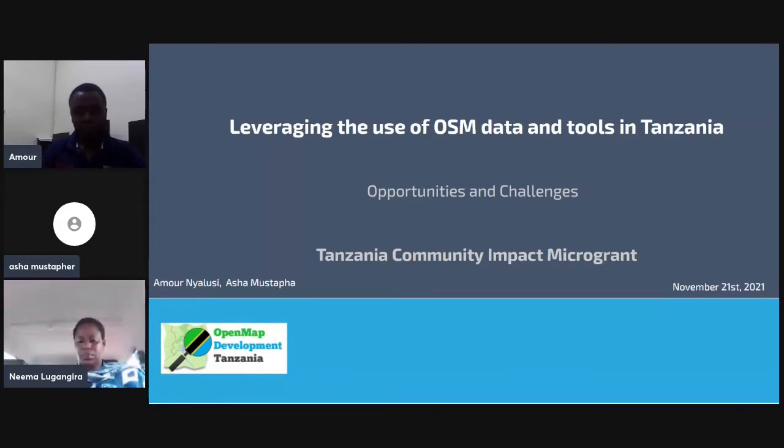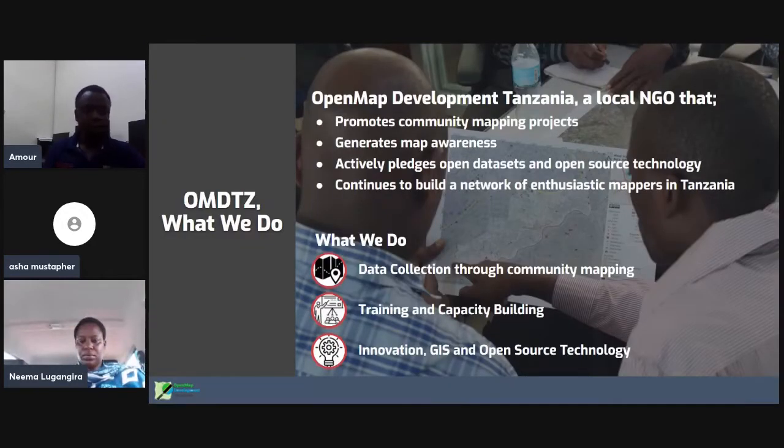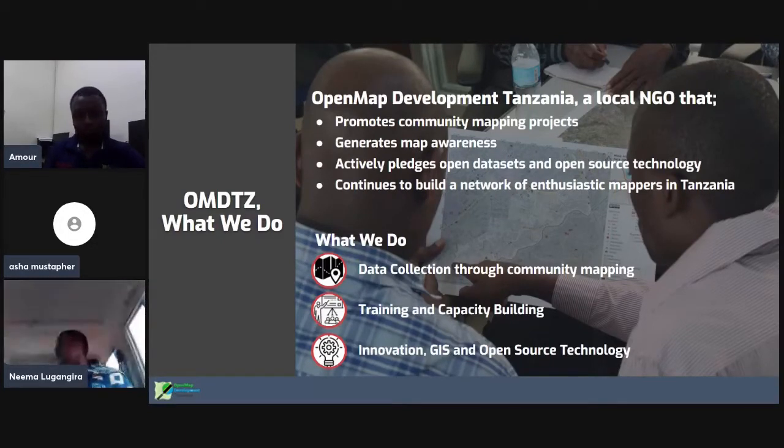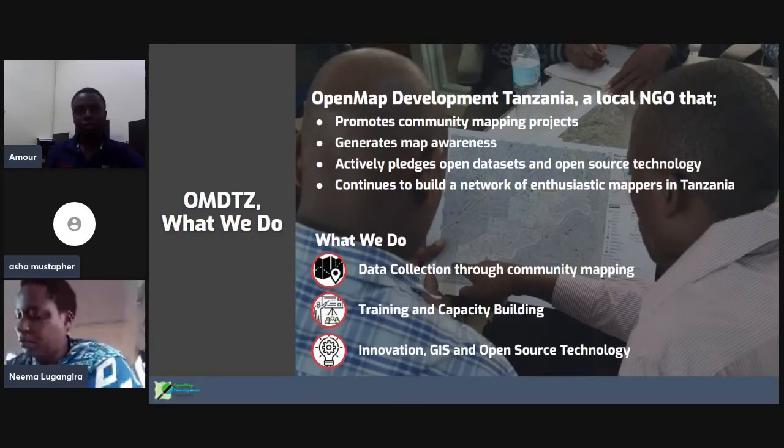So welcome all. OpenMap Development Tanzania, for those who don't know, is a registered local NGO in Tanzania, based in Mikocheni, Dar es Salaam. It's an NGO which basically deals with promoting community mapping projects here in Tanzania. For now, it's been 3 years we have been working in promoting these mapping projects with communities across many regions in Tanzania.